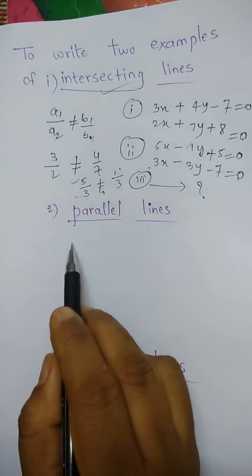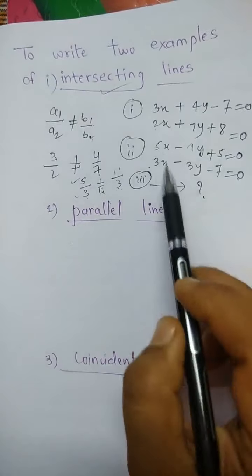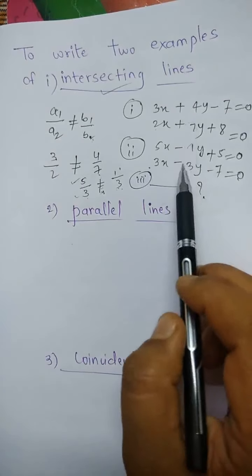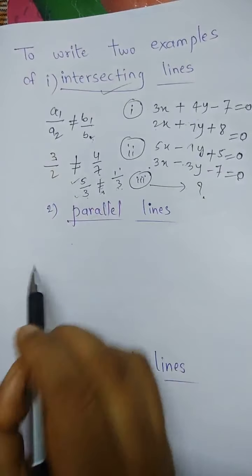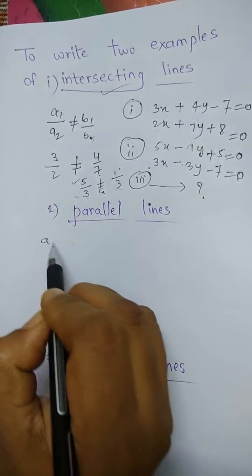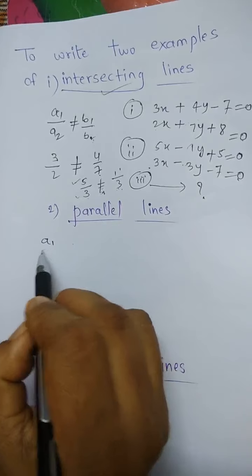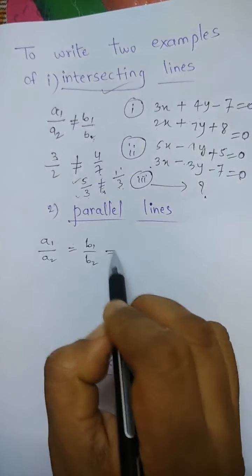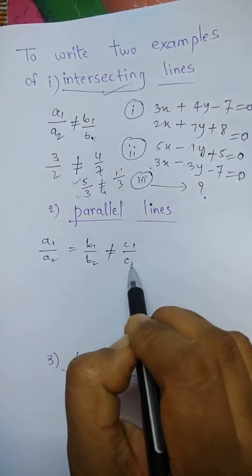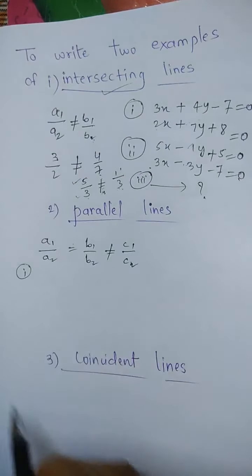For parallel lines, how to write? Like this we have written two examples of intersecting lines. Now for parallel lines, what to do? I think you can do it on your own. In parallel lines, A1 upon A2 is equal to B1 upon B2, but not equal to C1 upon C2. Now you take your own conditions.